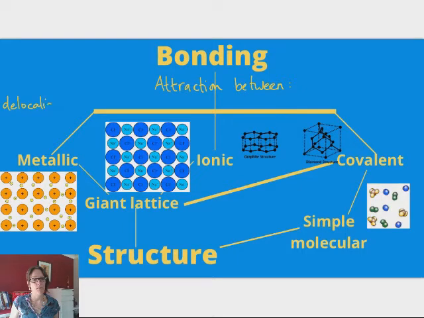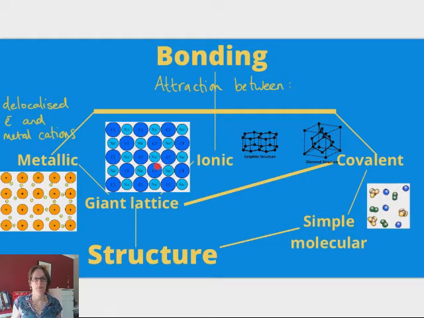So in a metal, we have our delocalized electrons in our sea or cloud, however you want to describe it, and they are attracted to the metal cations, and the reason they are cations is because they have lost their delocalized electrons. So there is an attraction there, and that is a giant structure because that attraction goes all through the lattice.